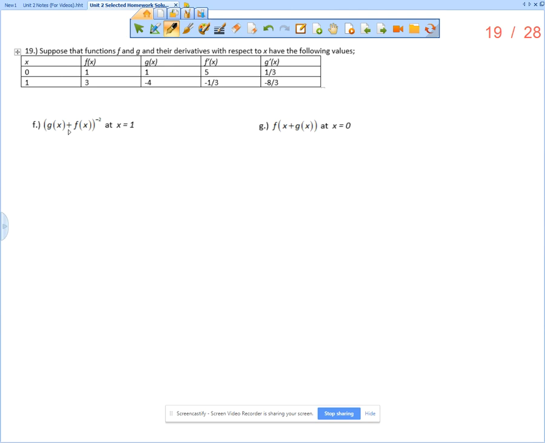All right, so the derivative of this function. I have the quantity g of x plus f of x all to the negative second power. So the negative 2 is on the outside, and so I'm going to have to bring the negative 2 out front, and then the inside stays the same, g of x plus f of x. All of that is going to be to what power? Remember, we take the negative 2 and we reduce it by 1, so negative 3.